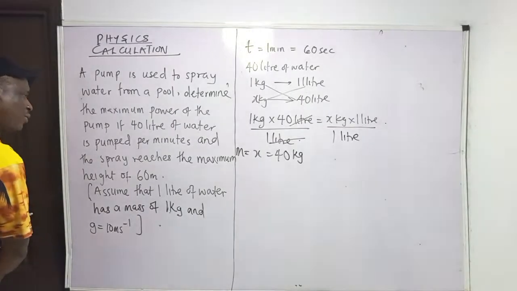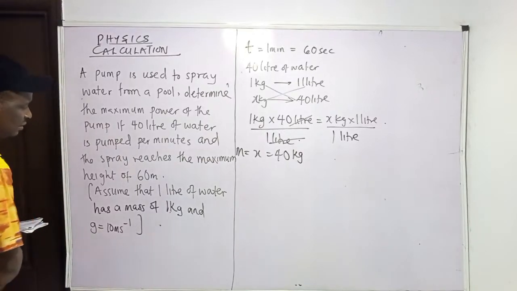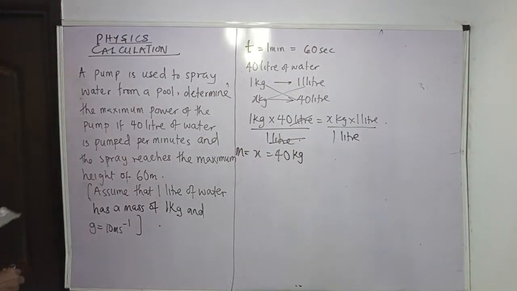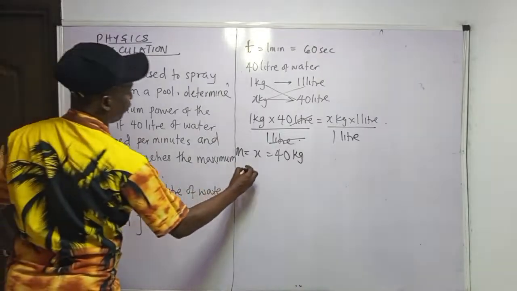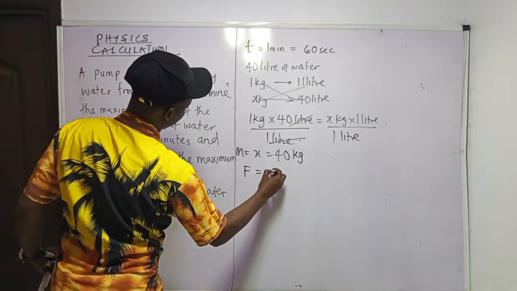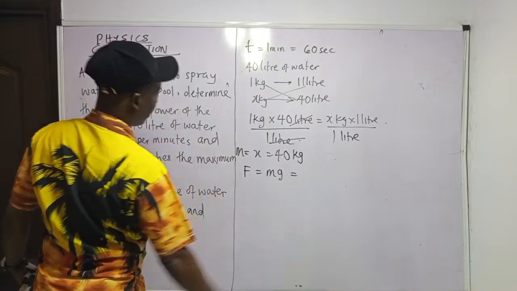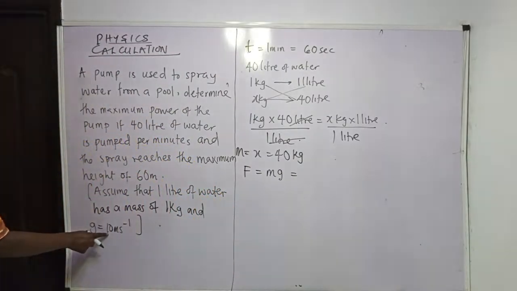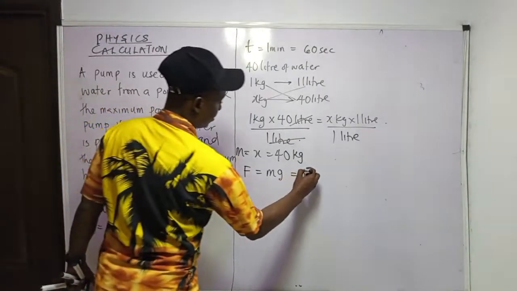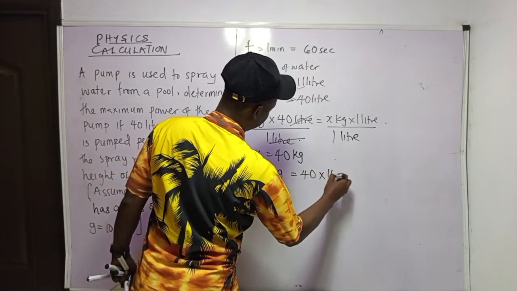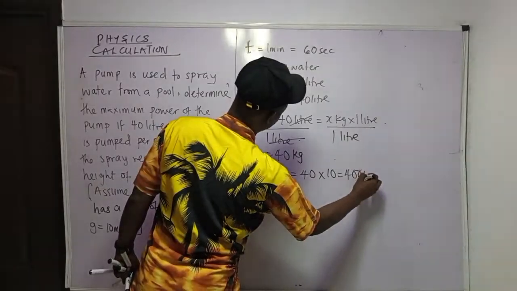Now, another thing again we have to look at in the question. If you know the mass, we can convert to what? To force. Force or weight, which is called mg. And what is g there? We know that g is 10 meters per second squared. So that means 40 times 10 will give us 400 Newton.